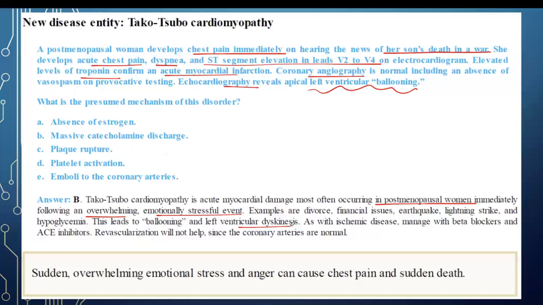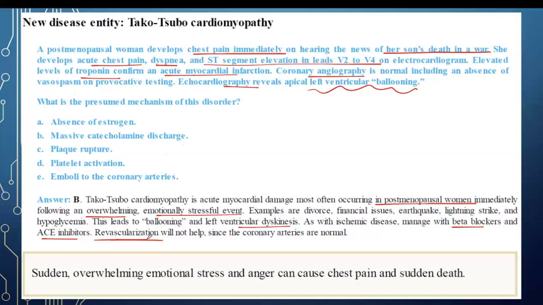So the patient usually presents with similar features to an MI. So the only way to confirm the diagnosis is to do a coronary angiogram and an echocardiogram. So echo will give you the confirmatory diagnosis. As with ischemic disease, it is managed with beta blocker and ACE inhibitor, but the main thing is that for coronary artery blockage, such as myocardial infarction, you would do revascularization. Either you put a stent in or you do a coronary bypass grafting.